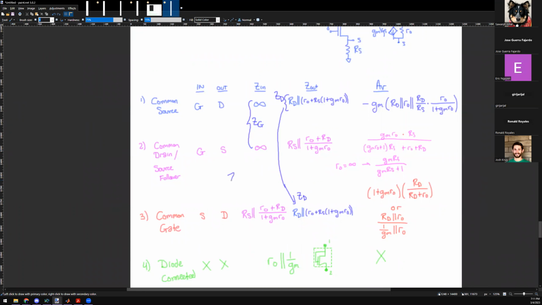And this is ZS, the impedance into the source. Okay, so I'll define what these mean. I know I put like six things, but there's only really three equations here. Infinite, RS, or RD. You got it? Okay.